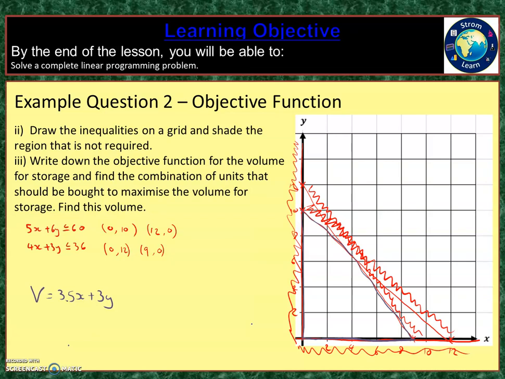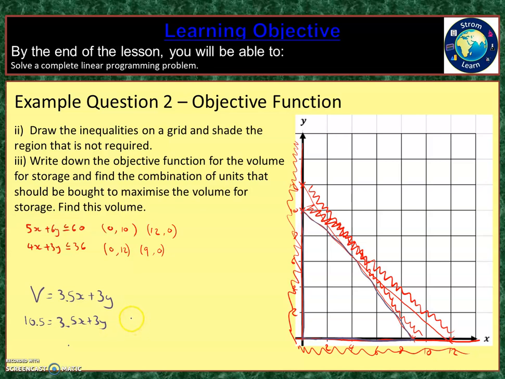So I'm just going to pick a value for V for the moment. It's not going to be the answer I'm looking for most likely, but I'm going to pick V as being 10.5. It might seem like a weird number to choose, but the reason is that 3 times 3.5 is 10.5, which means that 3.5 and 3 both fit into it, which is going to help me when it comes to looking at my coordinates. So what I'm now going to do is plot the line 10.5 equals 3.5x plus 3y.